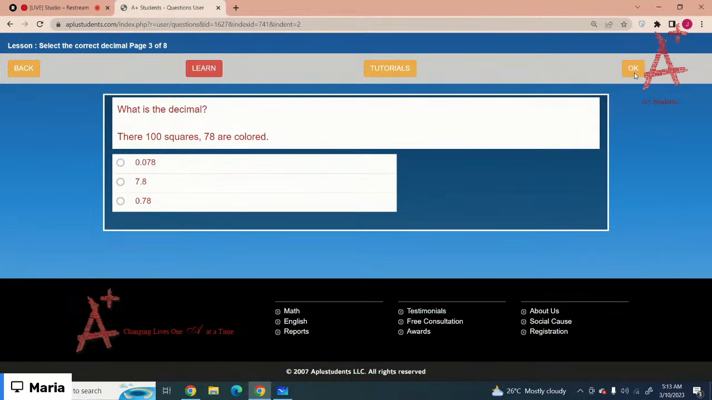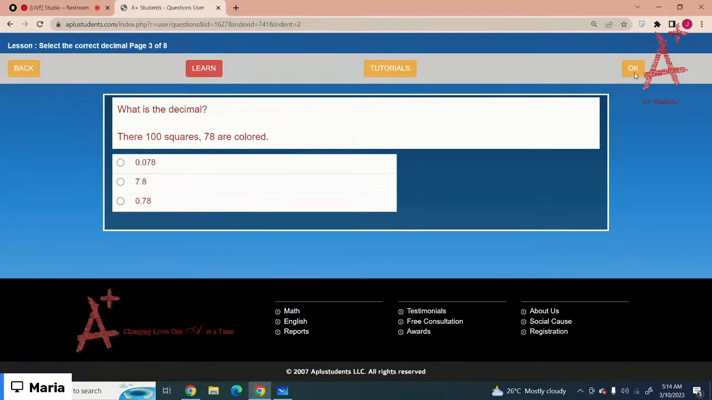Got it? Just look at this one. What is the decimal? There are 100 squares. 78 are colored out of 100 squares. 100 has two zeros. That means the number must have two decimal places. Got it? Which of them have two decimal places? The first one, 0.078, has three decimal places right after the decimal. Then you have 7.8, just one decimal place right after the decimal. Then 0.78. So you have two decimal places. So 0.78 is the correct option.